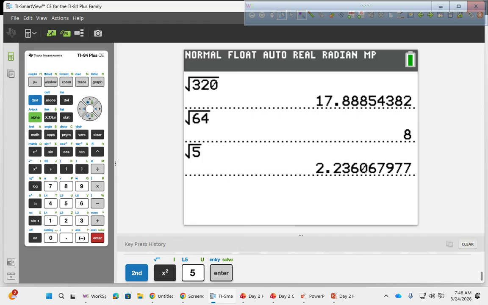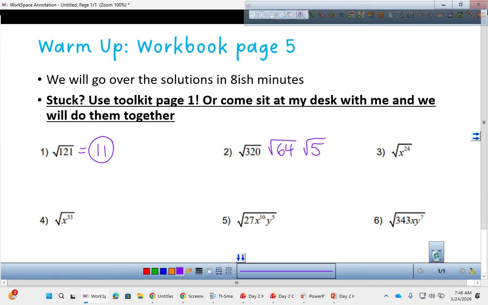The square root of 5 becomes this long decimal. Square root of 5 is nicer to write than that long decimal. So I'm going to keep the part that's nicer. Okay, so I'm going to change the 64 to an 8, but I'm going to keep the root 5. So my final answer is 8 root 5.